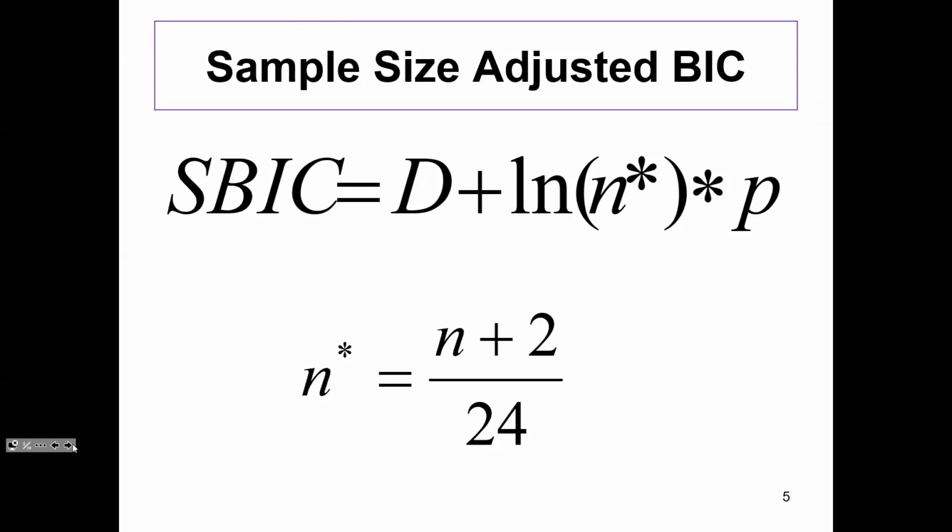The penalty for the SBIC is not going to be as high as the penalty for the BIC, right? If you take the same n and you add 2 and you divide by 24, you're going to get a smaller number than if you just take n, right? Does everybody see that that's true? So with the SBIC, often you find yourself in a penalty world that's somewhere between the AIC and the BIC.